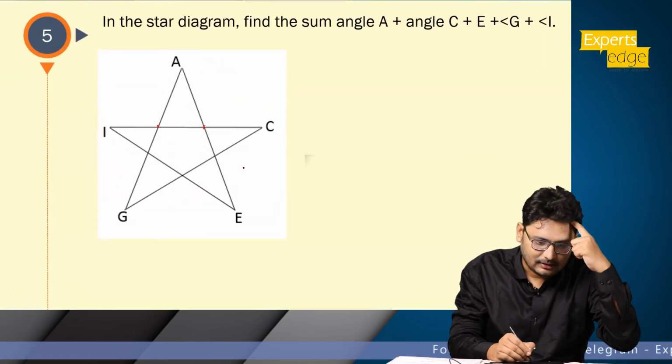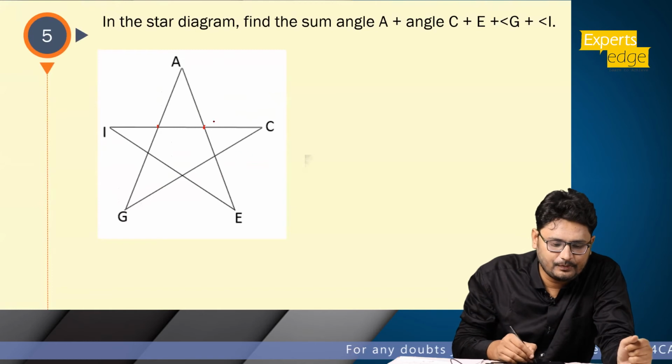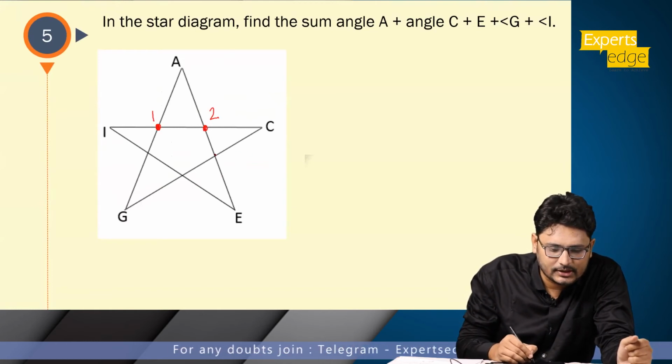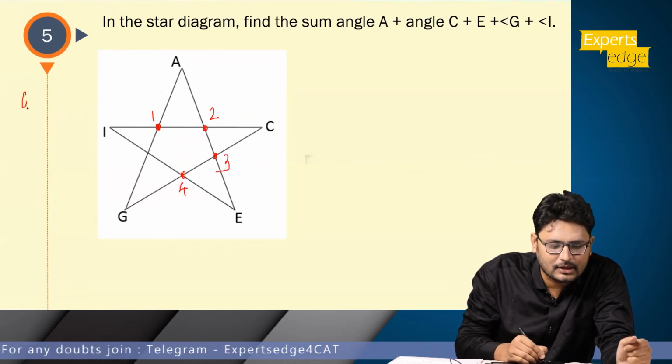Now see here, how will I do it? Let's say this point as 1, let's say this point as 2, let's say this point as 3, this point as 4. This is we are discussing a general method, okay?